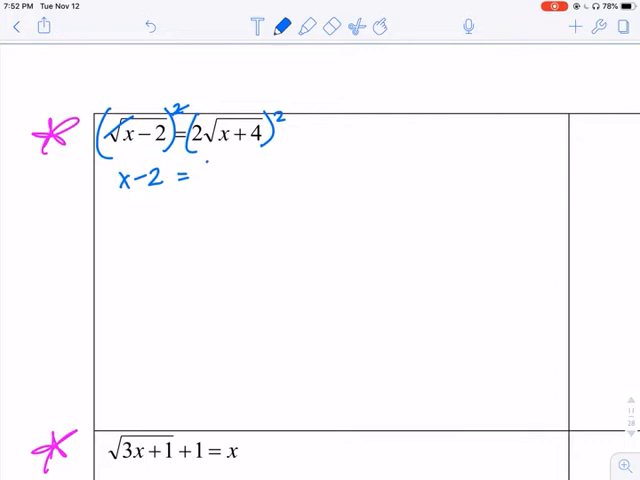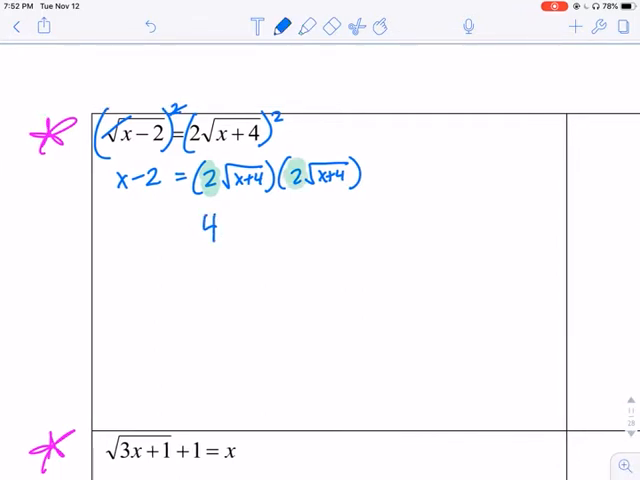And then on this one, this is like saying 2 square root x plus 4 times 2 square root x plus 4, which is really like outsides with outsides, insides with insides. So the 2 times 2 would give me 4. And then radical x plus 4 times radical x plus 4 would just give me x plus 4. So this would still be equal to x minus 2. I'm going to go ahead and distribute in here. So I have 4x plus 16 equals x minus 2.